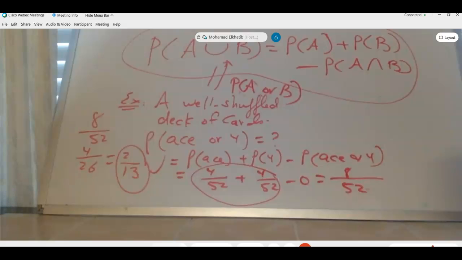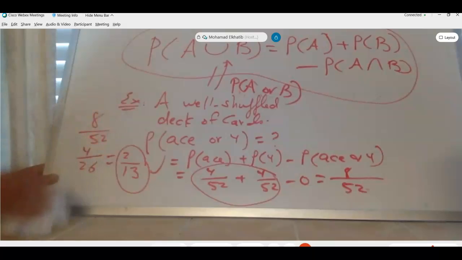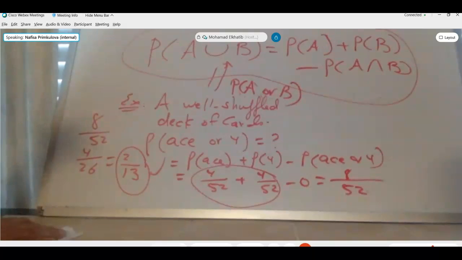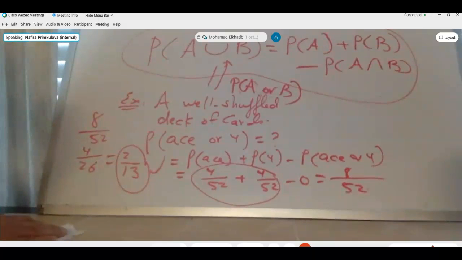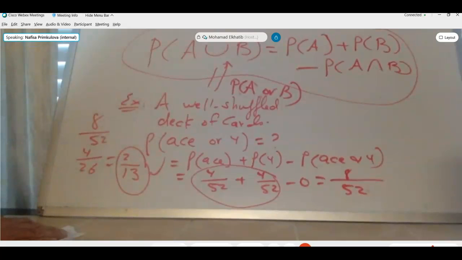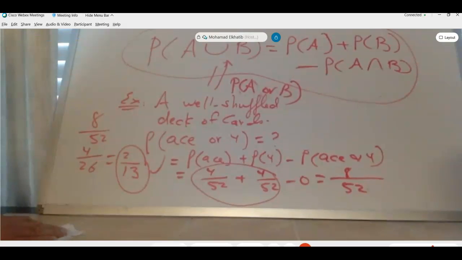Okay? All right. Let me give you an example where you use this formula. Question: where did we get 4? Because you have 4 of each kind. In a deck of cards, 4 aces, 4 twos, 4 threes, 4 fours.